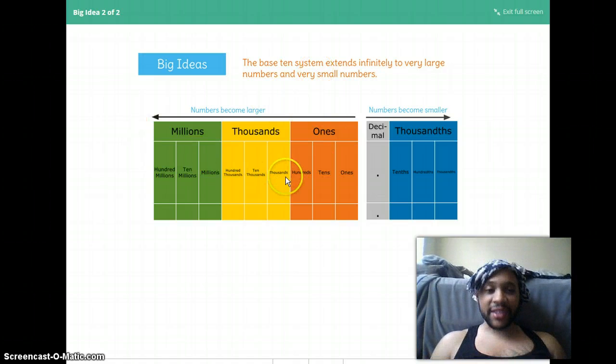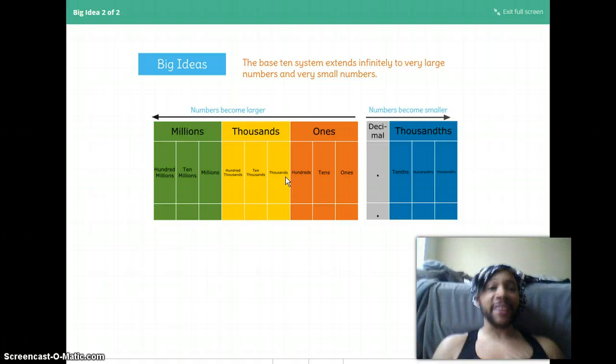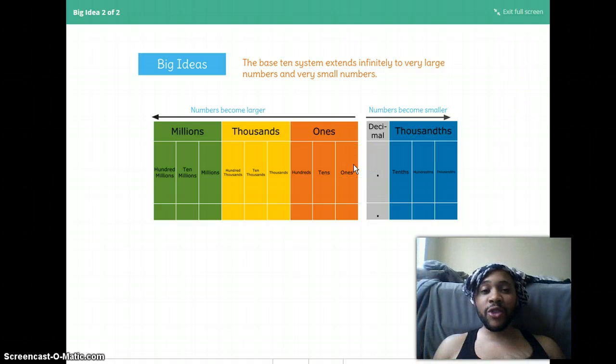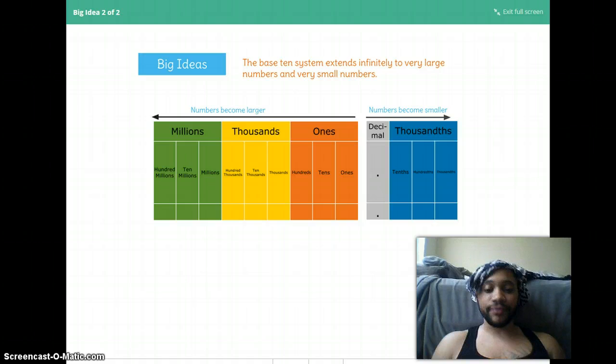Our base 10 system, which you guys should already know because I taught this at the beginning of the school year, extends indefinitely to very large numbers and very small numbers. Numbers that go to the left, as we go from the ones to the thousands house to the millions house, become very large. And every time we move to the right, it becomes smaller, as we go to the thousandths house, then the millionths house, and then the billionths house. So it can go in either direction, and the number can get really small.